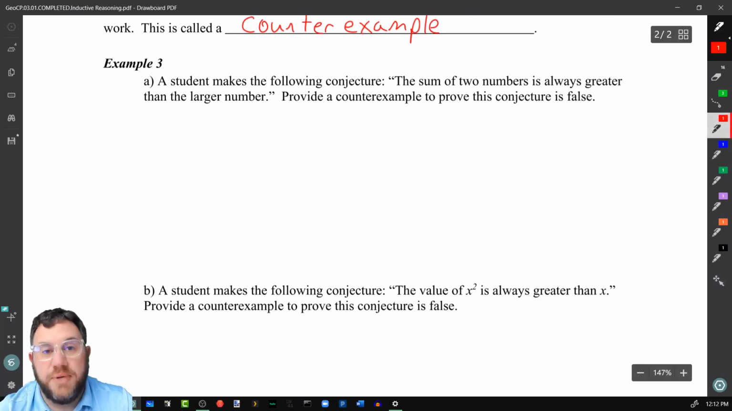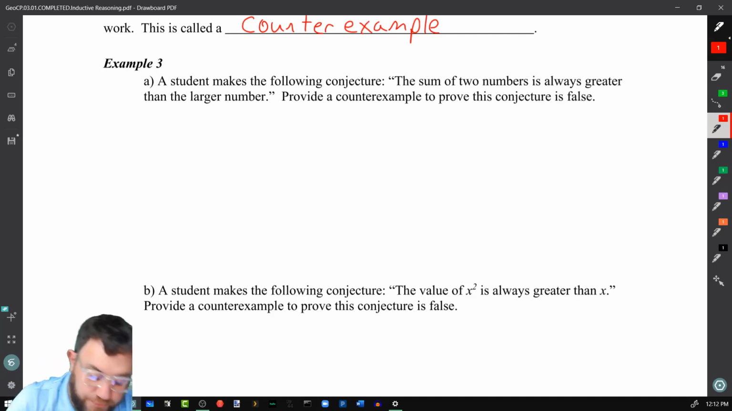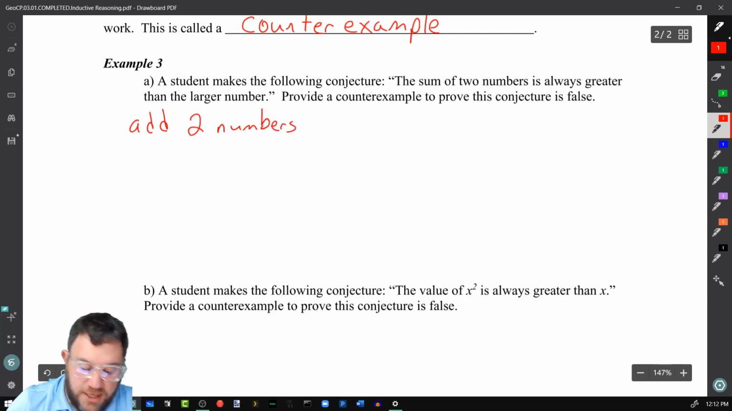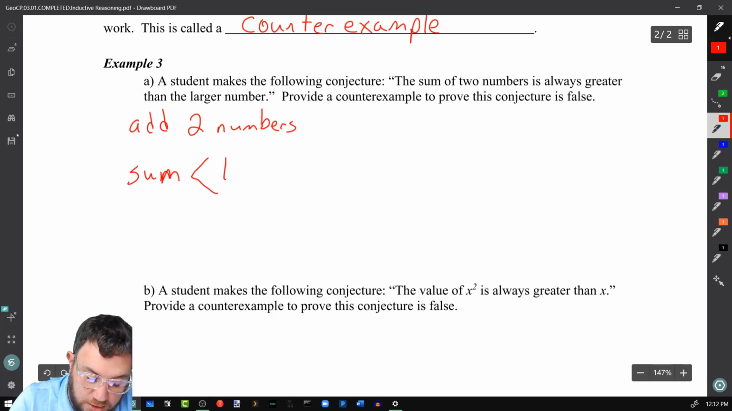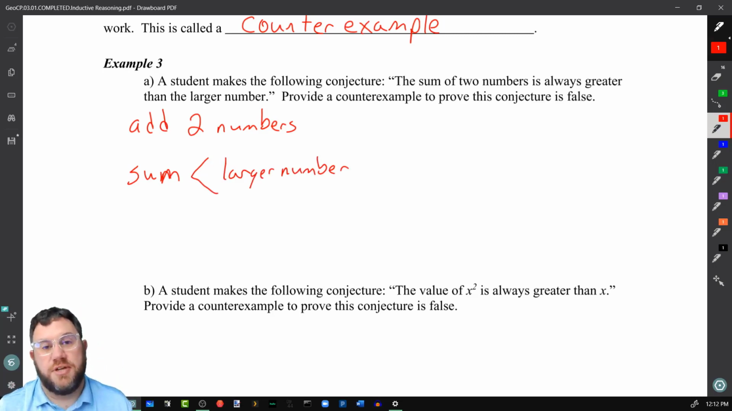A student makes the following conjecture: the sum of 2 numbers is always greater than the larger number. Provide a counterexample to prove this conjecture is false. So we want to add 2 numbers together. And we want the sum, because we're trying to prove this is false, to be smaller than the larger number. The conjecture was that the sum will always be bigger. So for our counterexample, we want the sum to be the opposite of that, smaller.